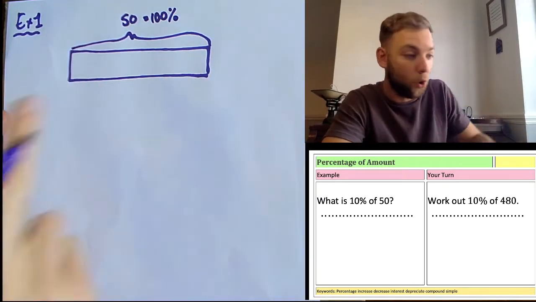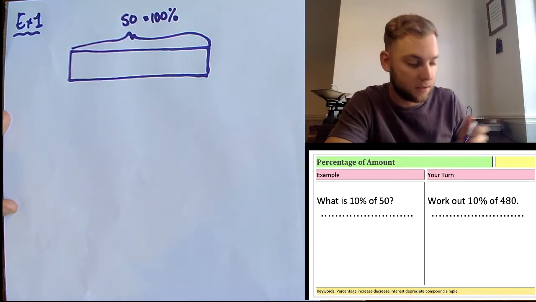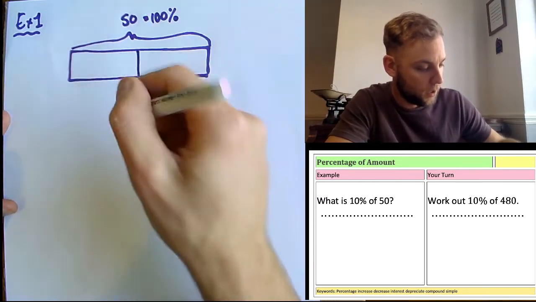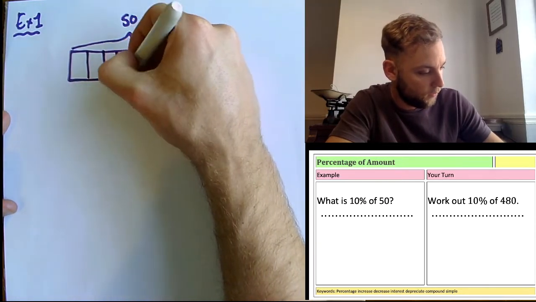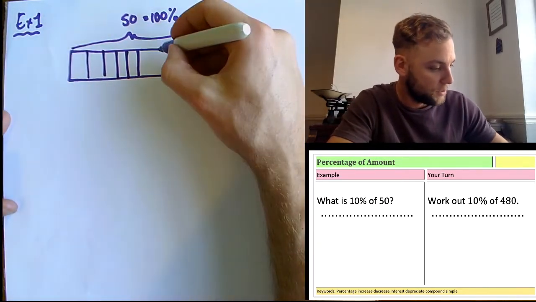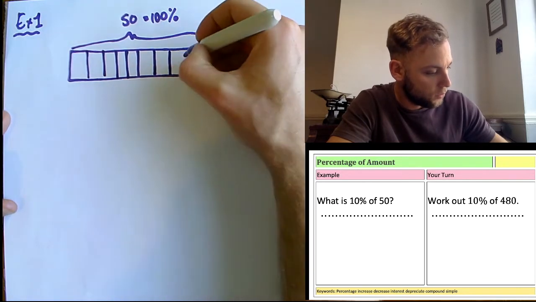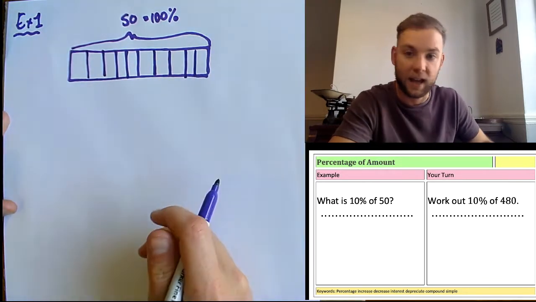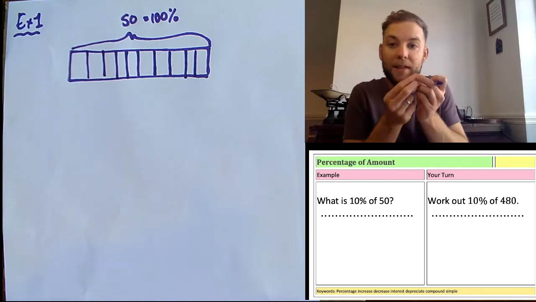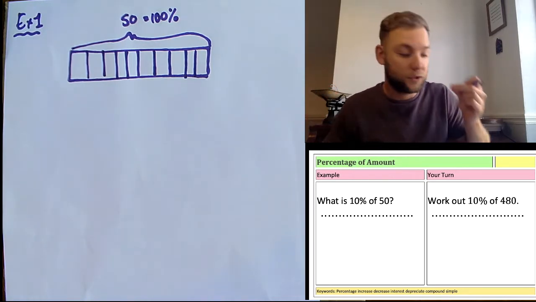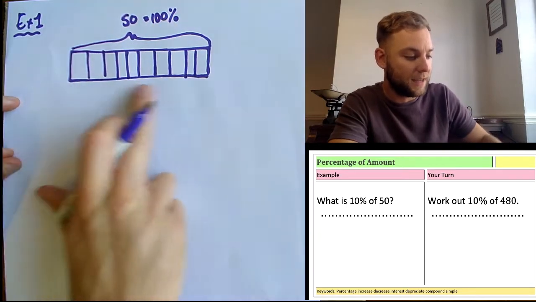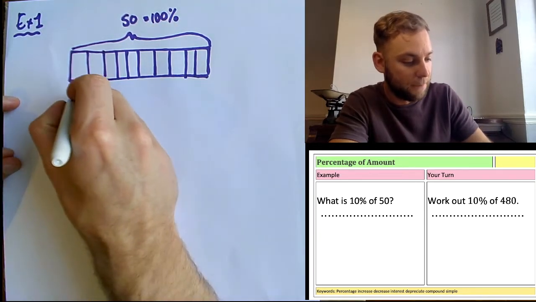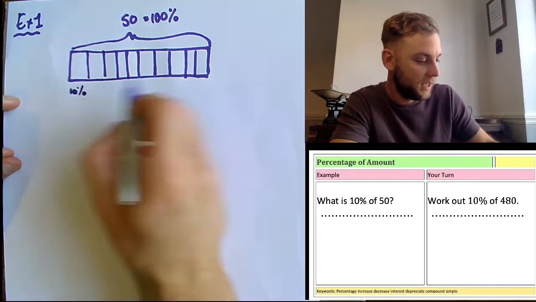So I can split it up in half, and then 1, 2, 3, 4, 5, 1, 2, 3, 4, 5. Okay, so we're splitting this up. So if I've got 50 and I want to split it up into 10 parts, remember, 100% divided by 10 is equal to 10% each. Okay, each one of these is 10%.